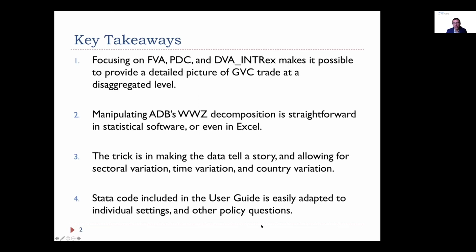Second point, the manipulations that we have to perform once we've got the WWZ decomposition, that's the hard part. So the easy part in data terms is manipulating the WWZ decomposition into these terms that we're interested in for policy purposes. ADB has done the hard work for us. They've produced the indicators. So our job is then to manipulate them to produce these aggregates that are informative for policy purposes. You can do that in your favorite math or statistics package. You can even do it in Excel, okay? So the barrier to entry, once we've got the indicators, is actually pretty low.